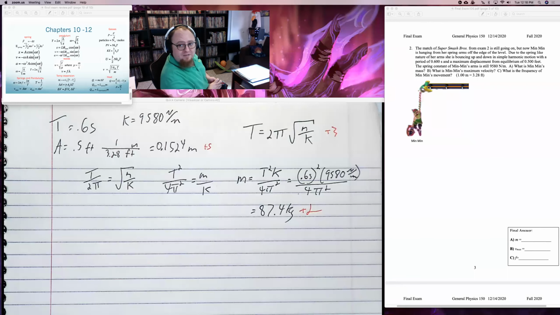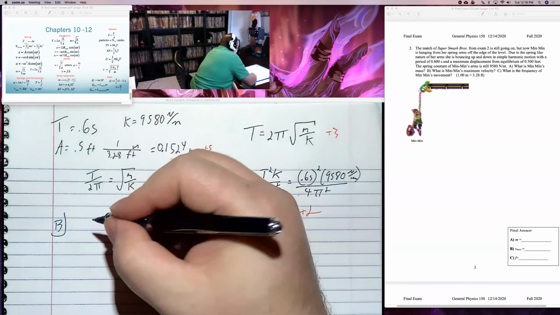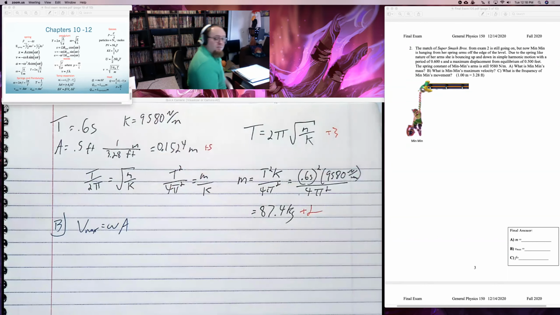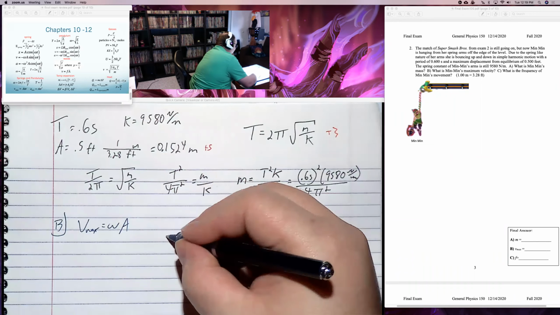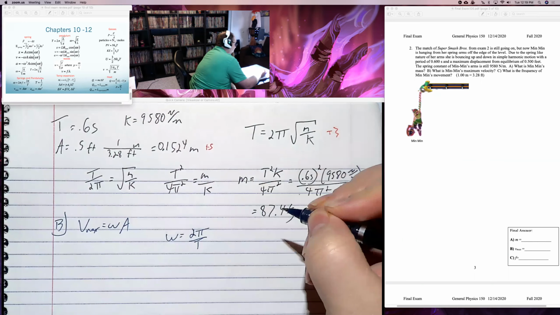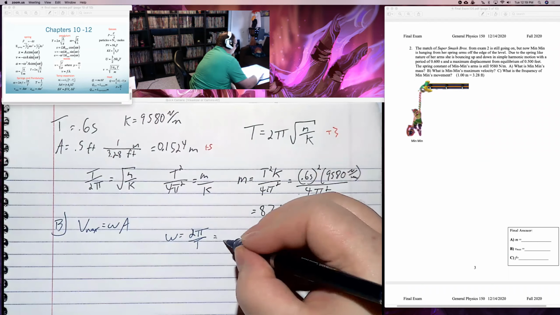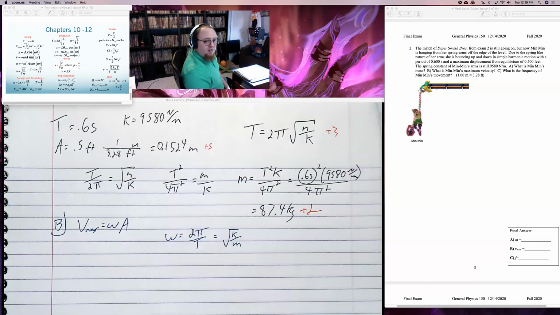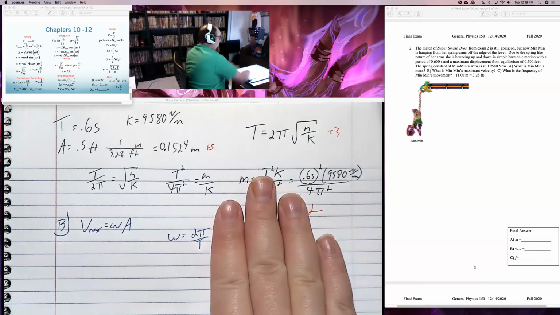Part B, what's the max velocity? I don't care if I ask for springs or pendulums. Anytime you see max velocity, V max equals omega A. That's going to be how you do it. Now, omega can be solved multiple ways. For both springs and pendulums, omega is 2 pi over T. But for at least a spring, we can also say it's the square root of k over m. If it's a pendulum, it would be the square root of g over L. But either spring or pendulum, you can use 2 pi over T.